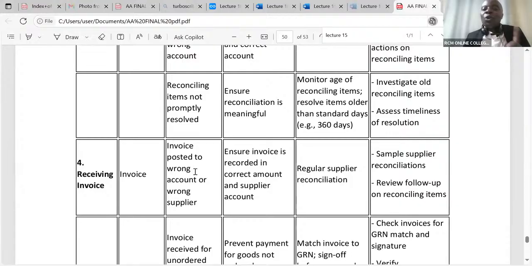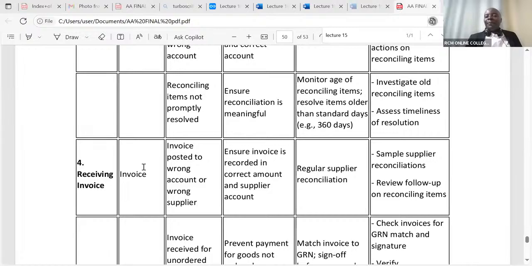So the risk: what could go wrong, ladies and gentlemen? We have seen this very many times. You will have been invoiced. When you are invoiced, we are supposed to post this invoice amount to the correct supplier, to the correct account payable. In most cases, we may post this invoice to a wrong account. Even if we post it to the right account, there is a possibility, ladies and gentlemen, that we may post wrong figures. That's a risk.